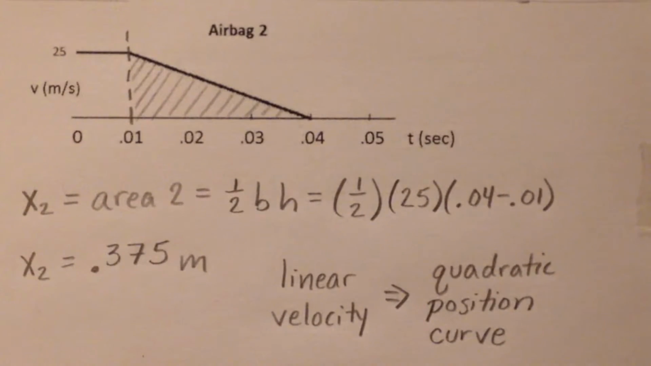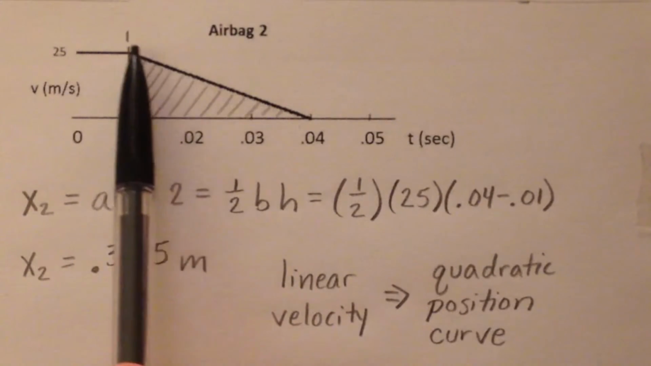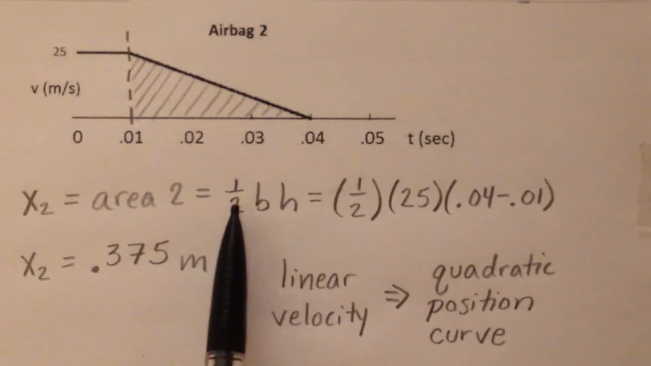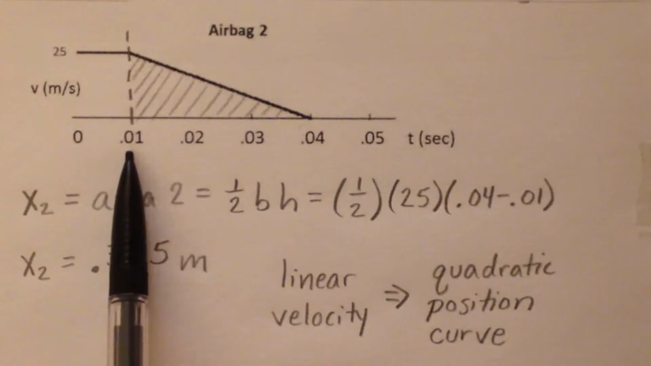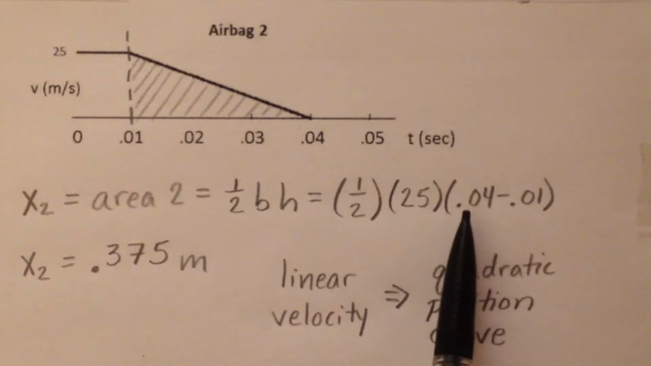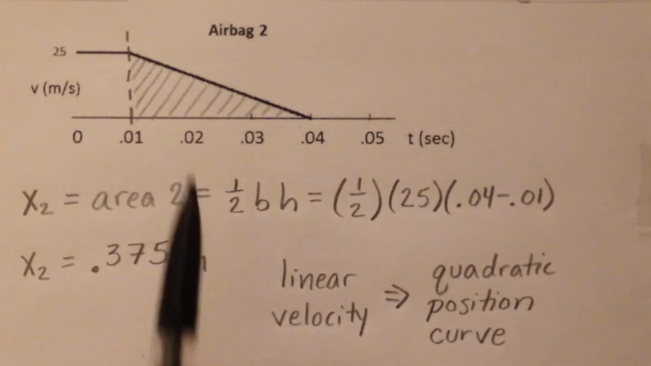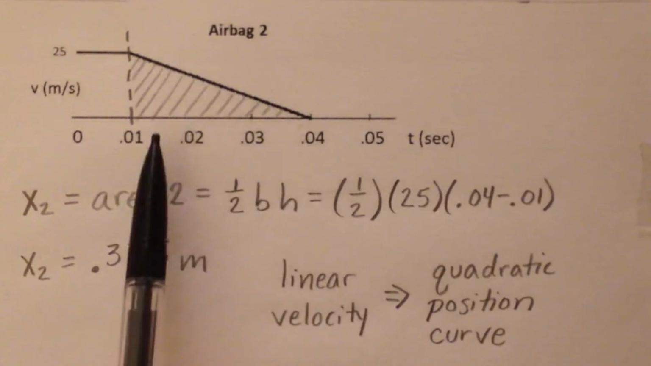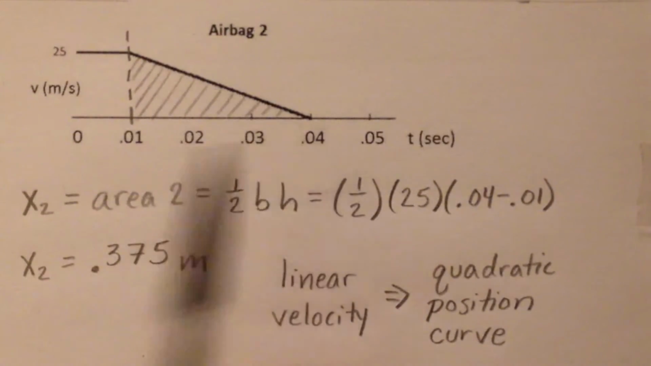To find how far the dummy traveled between 0.01 and 0.04 seconds, we find the area under the velocity versus time graph in this shaded region here. Because it's triangular, we find the area by multiplying 1/2 times the base of 25 meters per second times the height of 0.04 minus 0.01 for 0.03 seconds. And we find that the distance traveled is 0.375 meters. Because in this region here, the velocity is decaying linearly, when we look at this respective time span on the position versus time graph, we're going to see a quadratic function. And it's going to be concave down because velocity is decreasing.